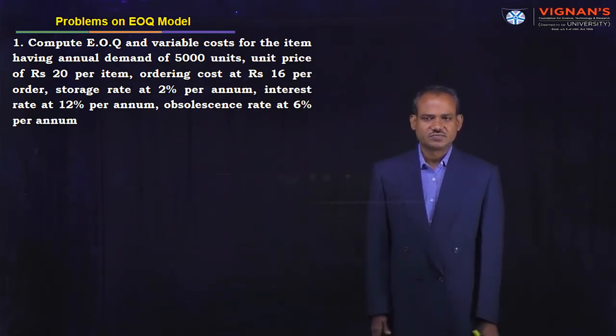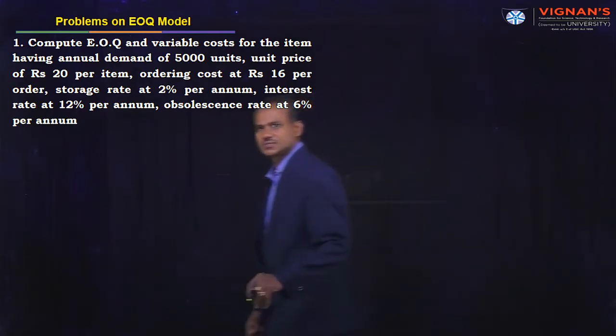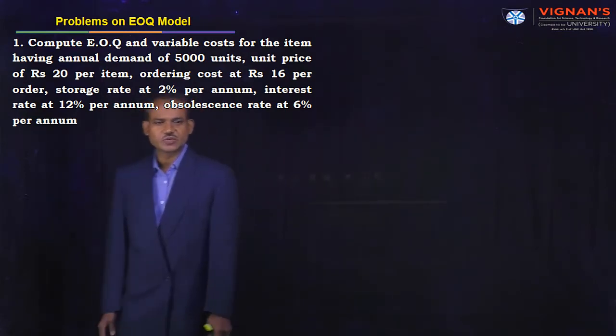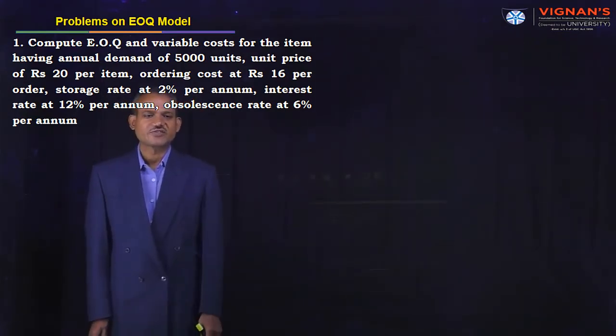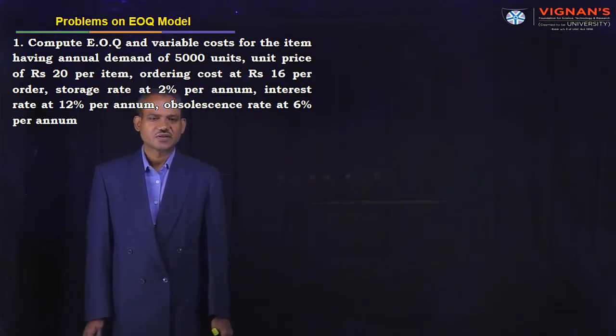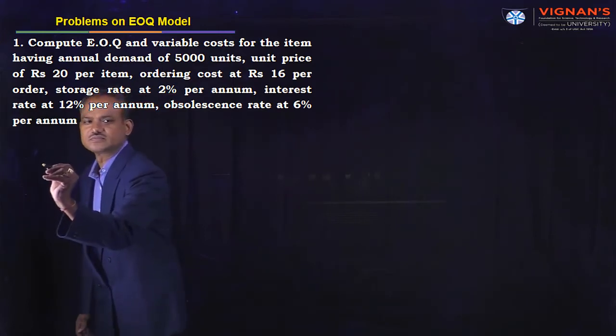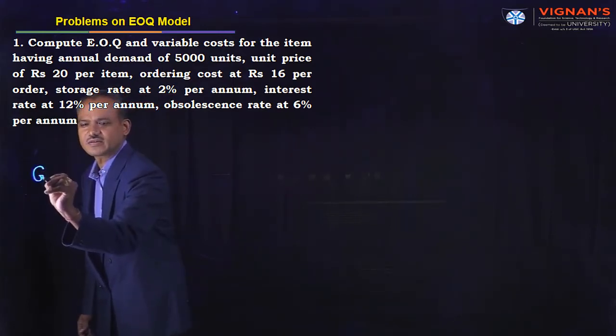First question, compute EOQ and variable cost for the item having annual demand of 5,000 units. From this data, we can observe that first write down the given data.